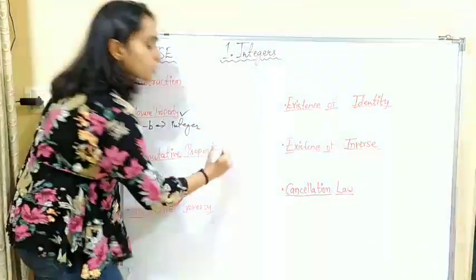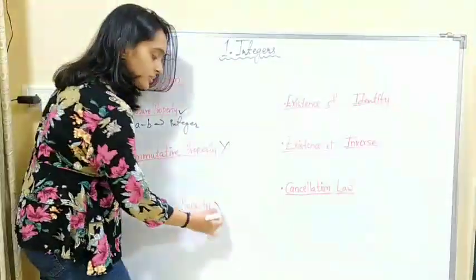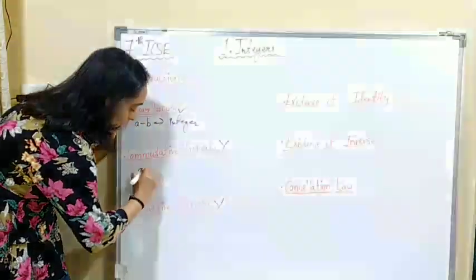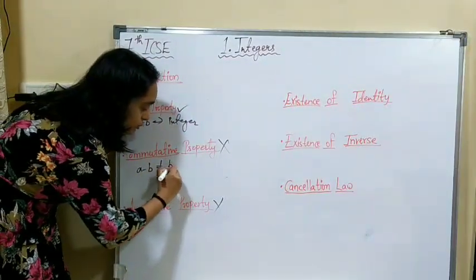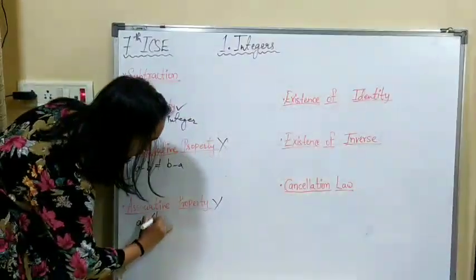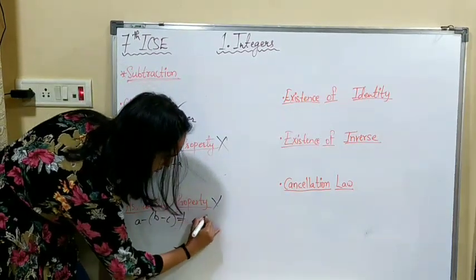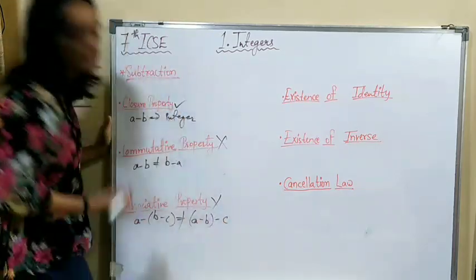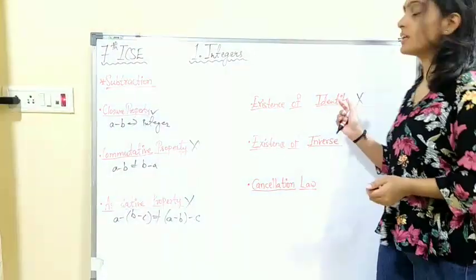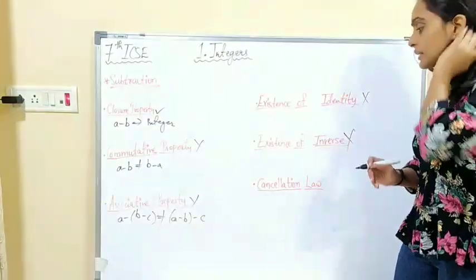Then commutative property. Commutative property is not satisfied by subtraction. And associative property is also not satisfied by subtraction of integers. That is, a minus b is not equal to b minus a. And for associative property, a minus (b minus c) is not equal to (a minus b) minus c. Identity for subtraction of integers doesn't exist, and as identity doesn't exist, then inverse also doesn't exist. Then cancellation law.